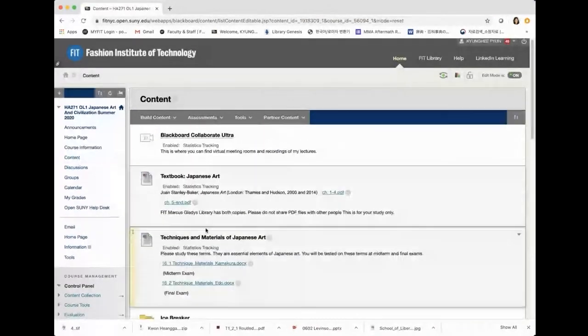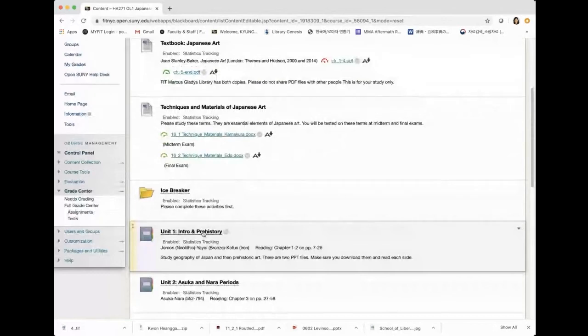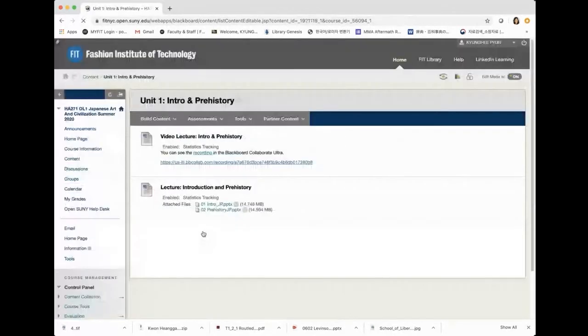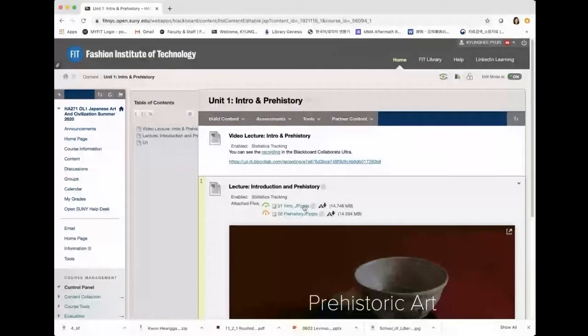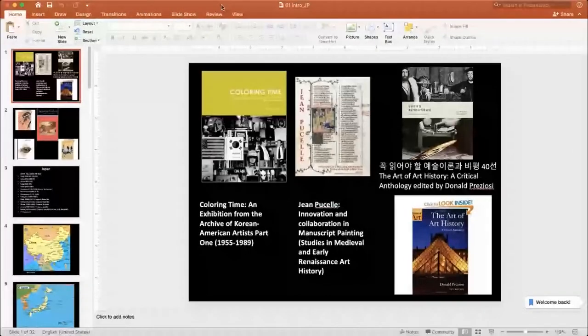If you go to content, here, intro, there are 2 PowerPoints, right? So do you see this intro JP? Do you all have this file saved in your computer? So that's where you can find materials for map and chronology. Oh, okay, thank you. And then I'm going to stop sharing, and then I can show you the open slide.